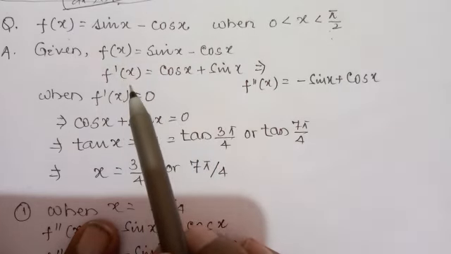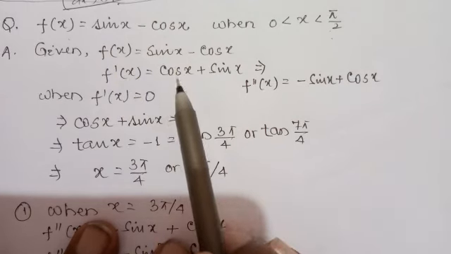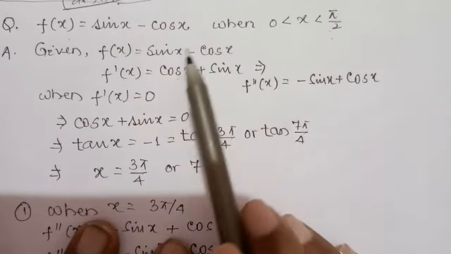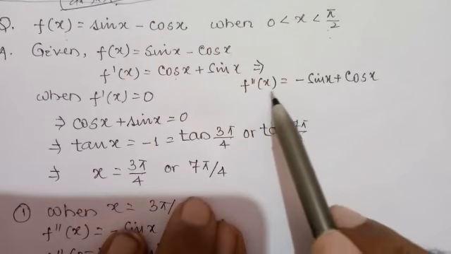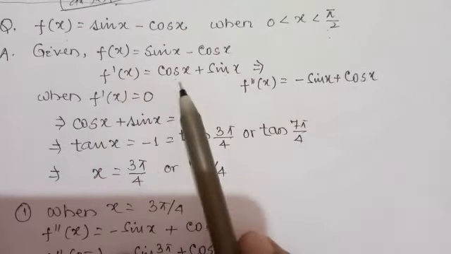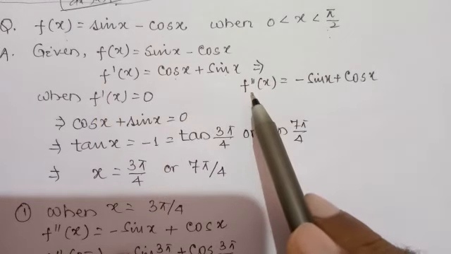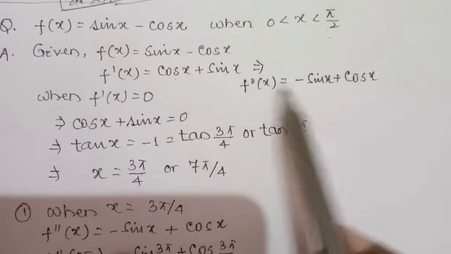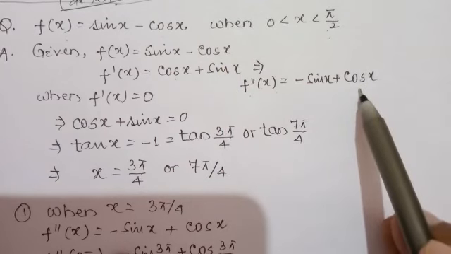So f dash x means differentiate with respect to x, then differentiation of sin x is cos x, and this is the differentiation of cos x, minus sin x, it becomes positive. If you want, you may write the second differentiation here. So again differentiate this one, then it reduces to f double dash x is minus sin x plus the differentiation of sin x, which will be cos x.